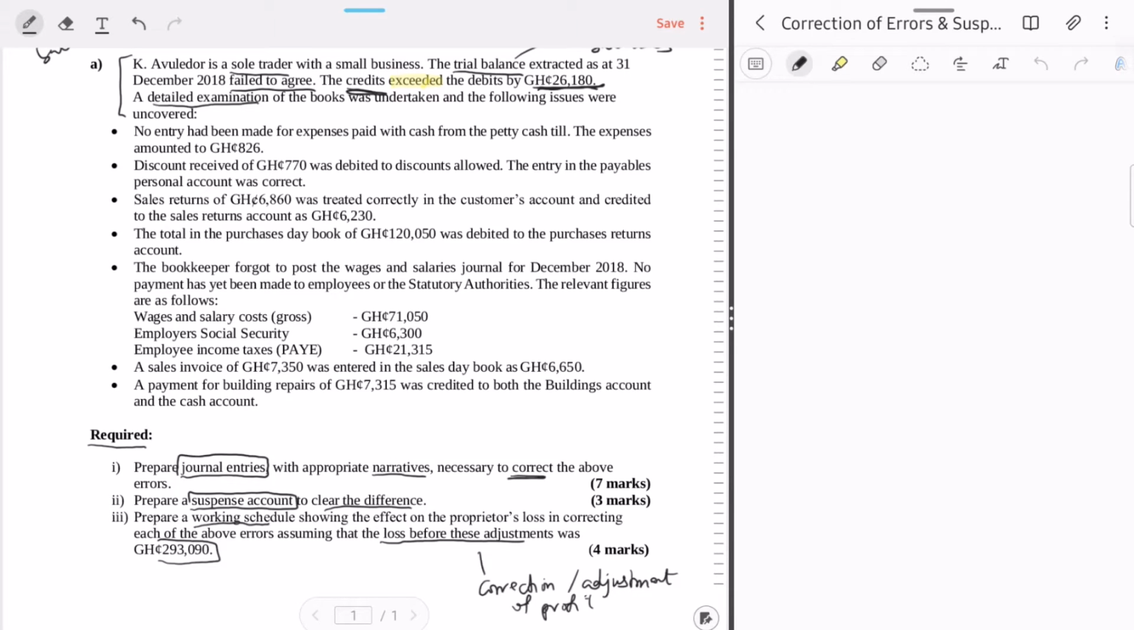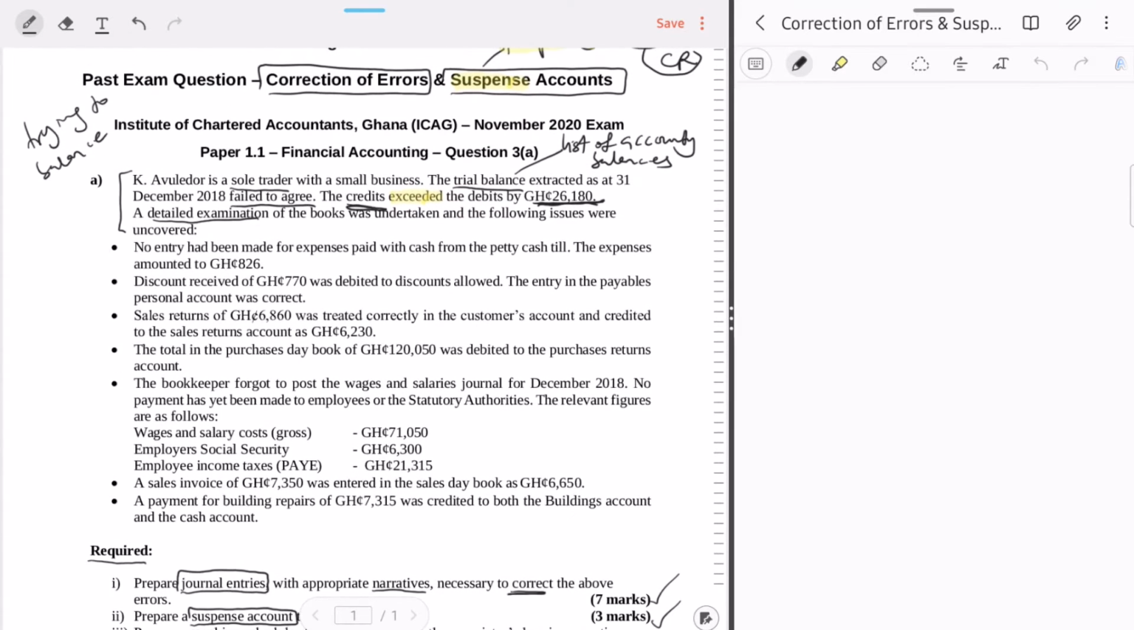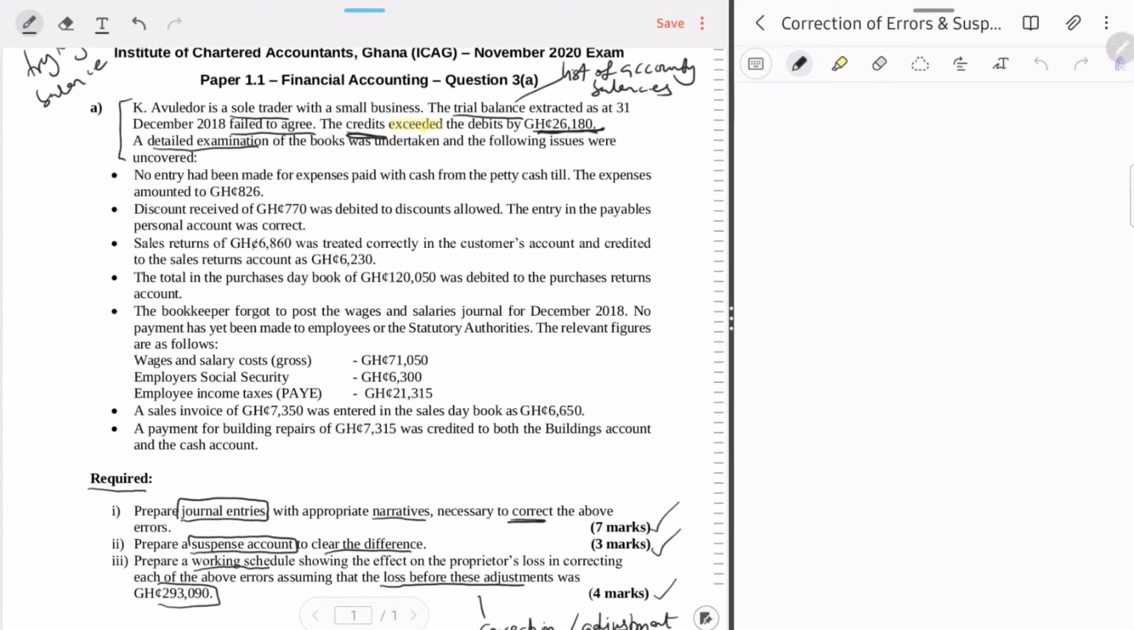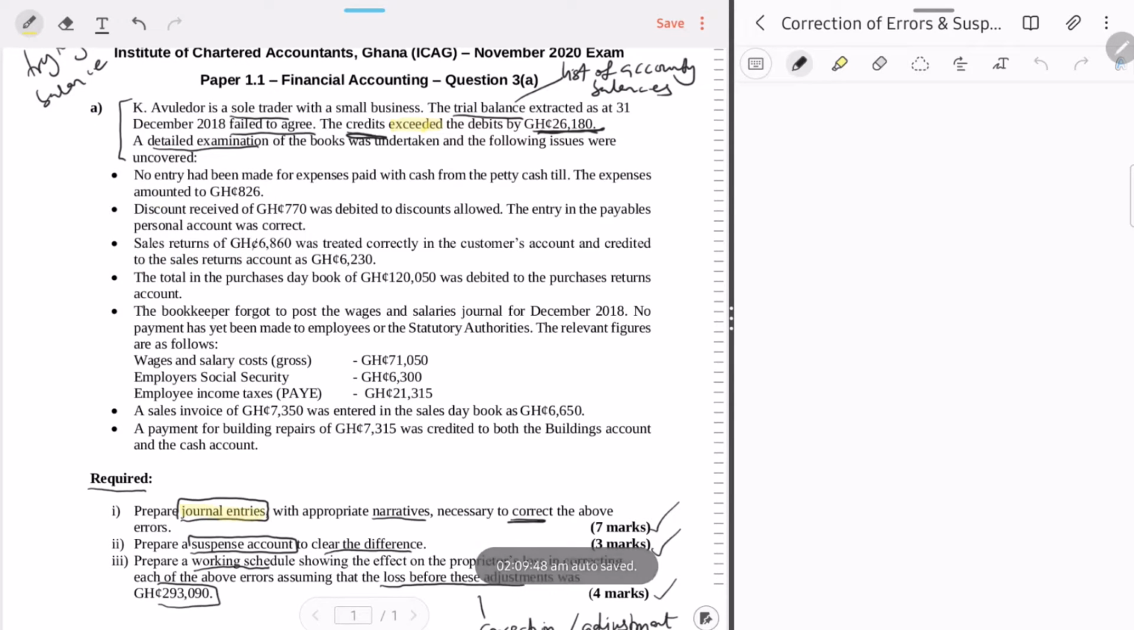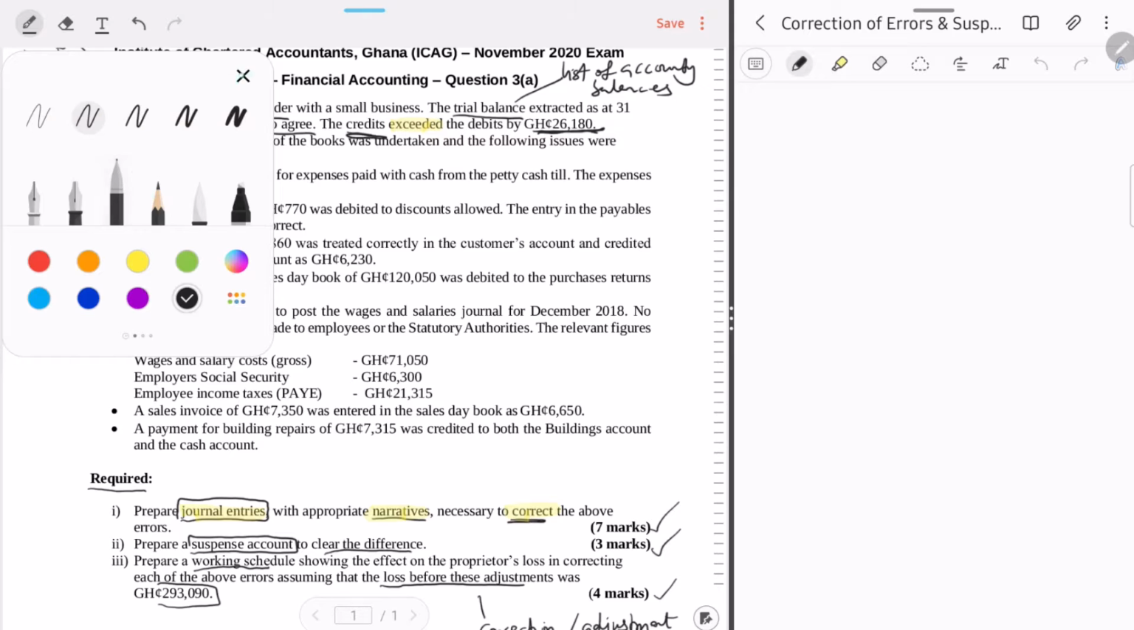This is a question that first one is for 7 marks, next is for 3 marks, and the next one is for 4 marks. That's a lot of marks. 14 marks is a whole lot of marks in an exam. So without wasting any further time, let's start. Remember the first question said we should prepare journal entries with narratives necessary to correct each of the above errors. That's what we're going to do exactly.